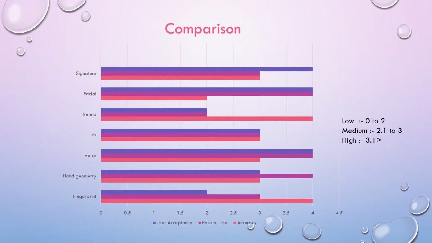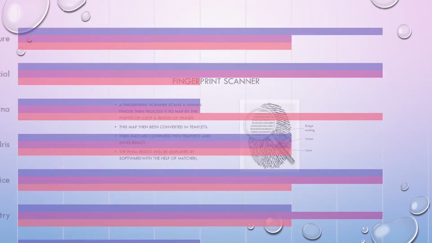Fourth. Comparison between the above-mentioned types in the aspects of user acceptance, ease of use, and accuracy. From the comparison we can understand that fingerprint is the most accurate and facial is the lowest in accuracy. But fingerprint is the lowest in user acceptance, and voice and signature have the highest user acceptance. Retina is the hardest to use, whereas facial is the easiest to use.